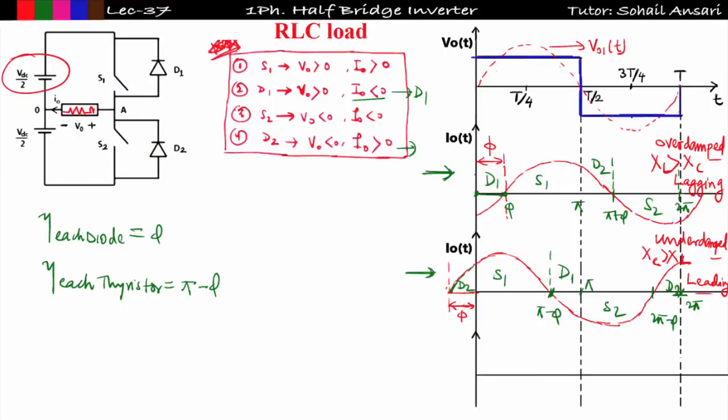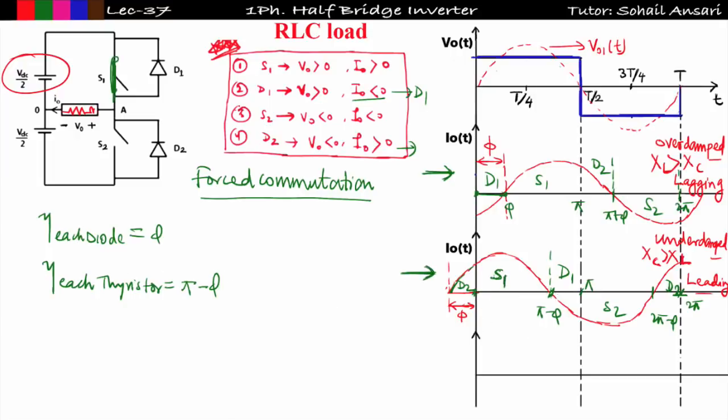So in this case, we need forced commutation, because we cannot turn off the switch by itself. We need some external circuit to turn off the switch. Now see the leading load case.